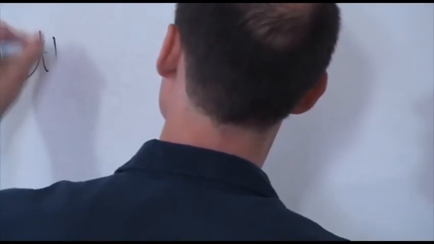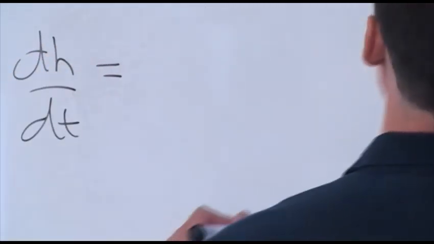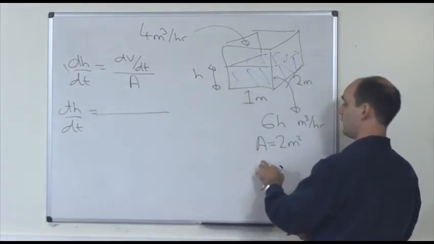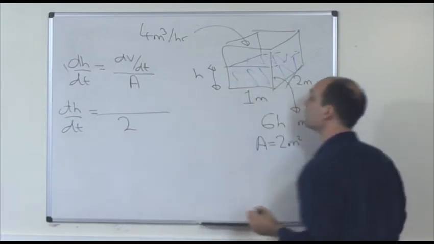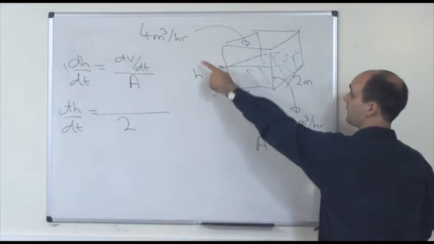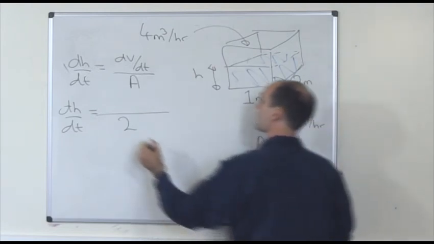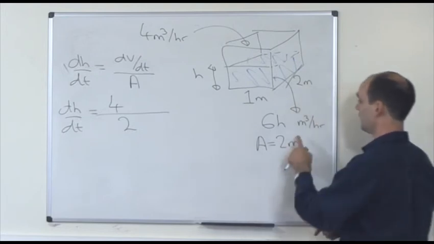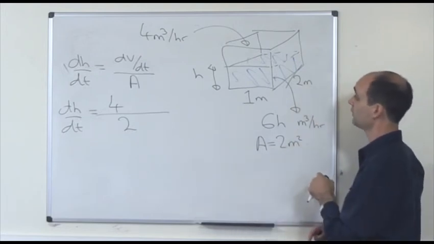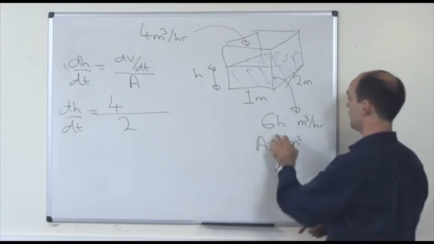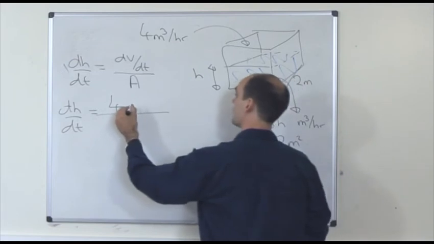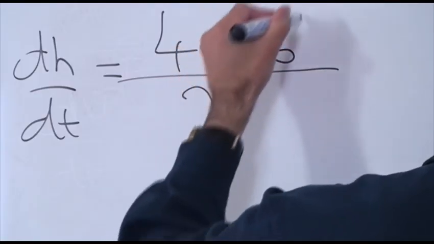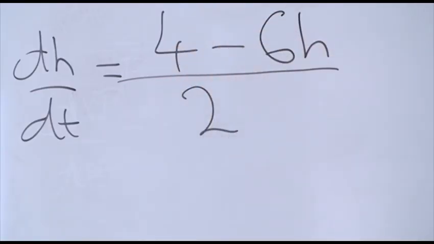So we have dH by dt is equal to the different contributions to dV by dt divided by the area, and the area is 2 meters squared. So we've got a positive contribution to dV by dt from the water coming in at the top, and that's just 4 meters cubed per hour. And you can see I'm working in units where the lengths are meters and the time units are hours. And we've got a negative contribution to the rate of change of volume, so that's going to give us a minus sign, and then we've got 6h meters cubed per hour escaping out to the bottom.